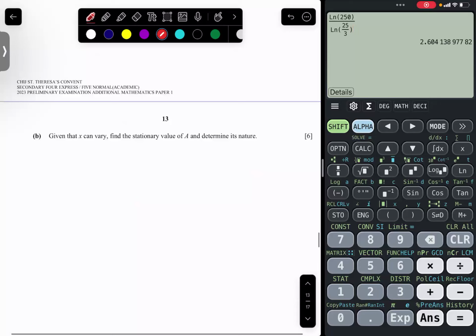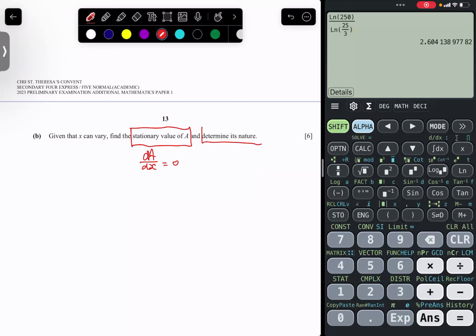Given that x can vary, find the stationary value of A and determine its nature. So two questions down here. Stationary values of A means dA/dx equals 0. Determining the nature means determining whether d2A/dx squared is bigger than or less than 0. Or we can also use the first derivative test, depending, I haven't determined yet. So find the stationary value first.